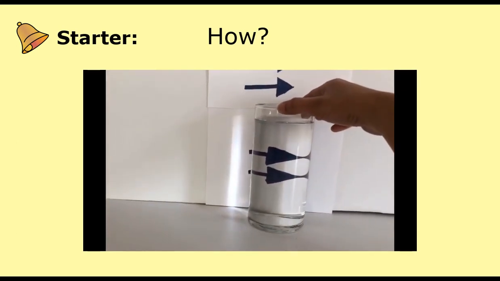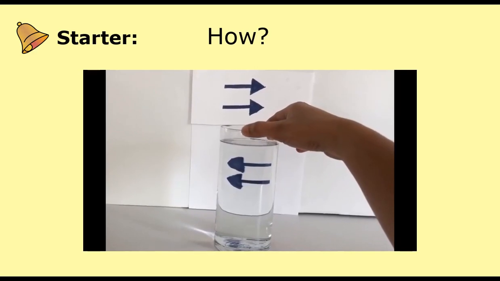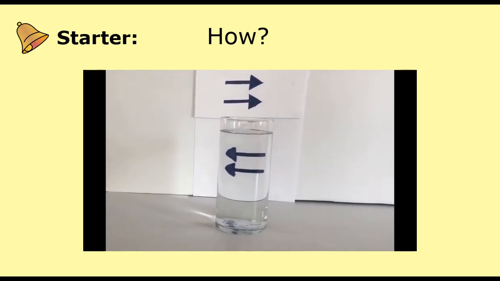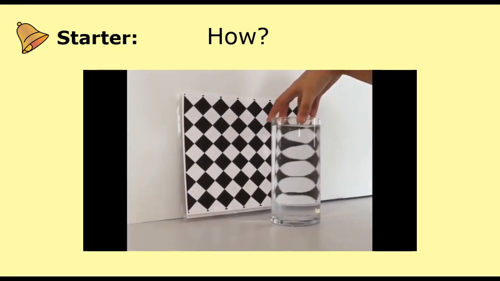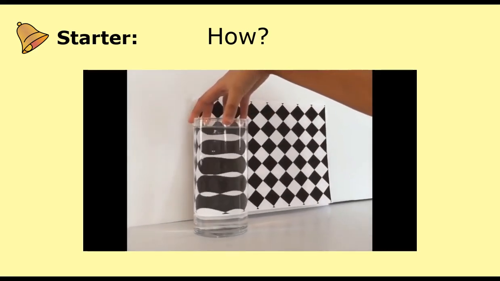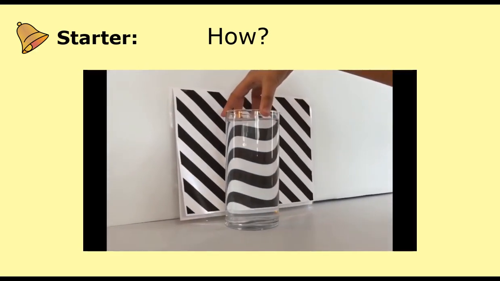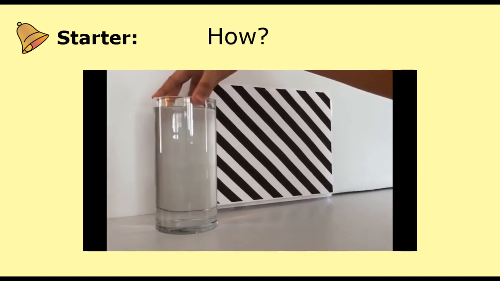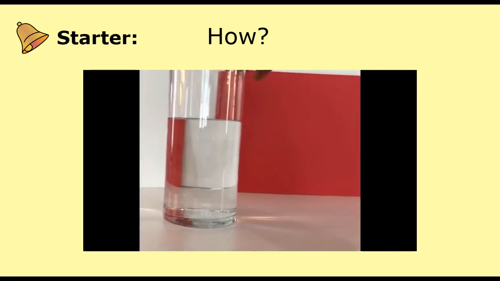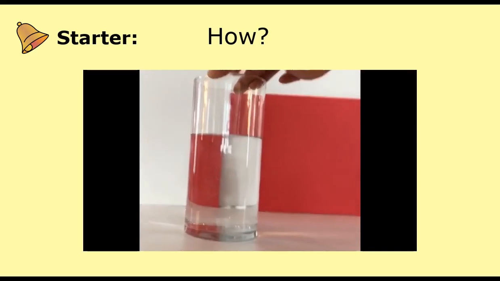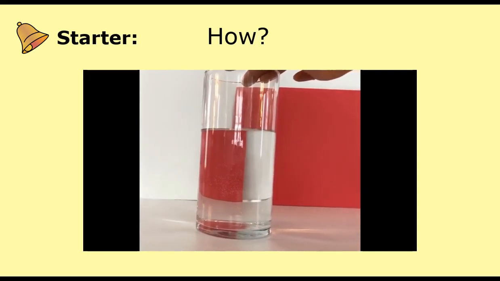So the first one, you start with a glass of water up against some arrows that have been drawn on a piece of paper. Move the glass away from the paper and look what happens. You could also try this with different patterns in the background. Just move the glass of water in front of them. What do you think is going on here? Why don't you give this a go at home and do different patterns on a sheet of paper, different colours, different drawings, and see what they look like when you move a glass of water in front of them.